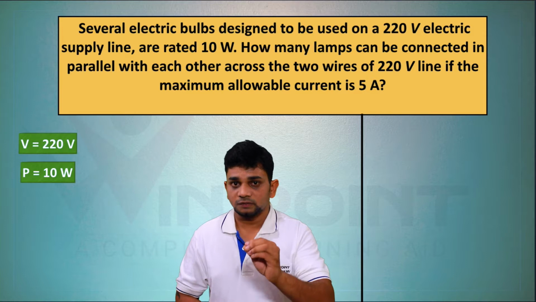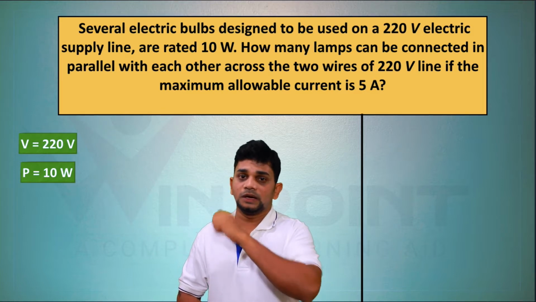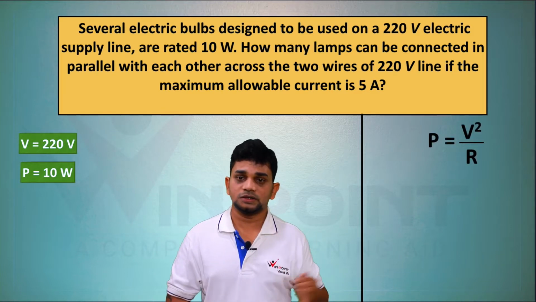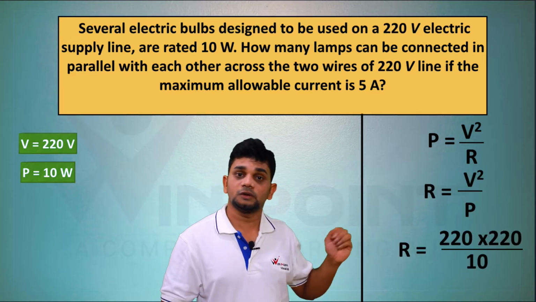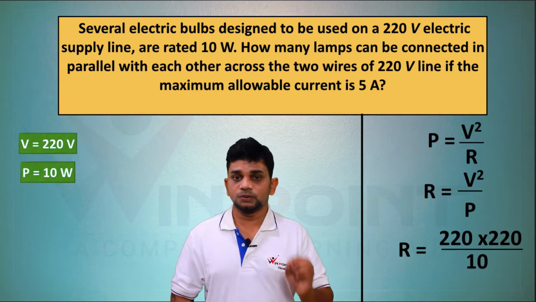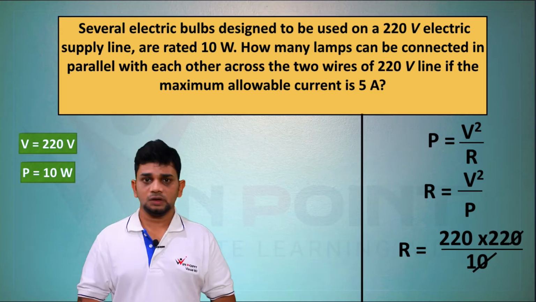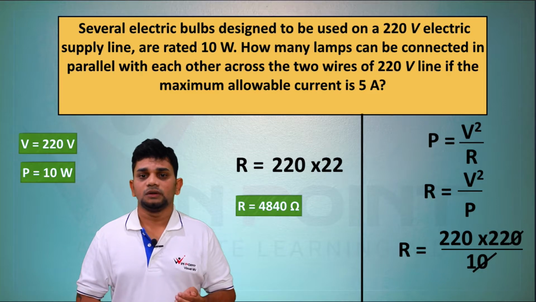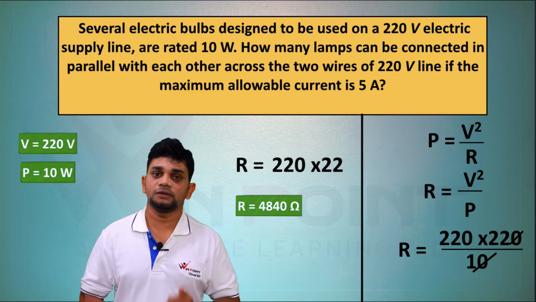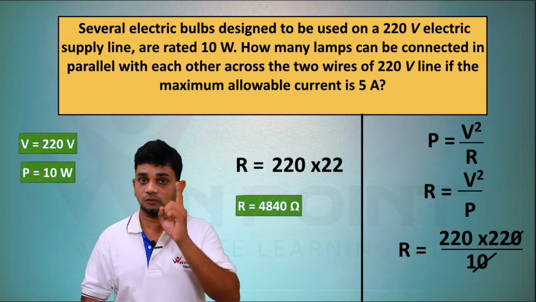P, V, R. There is an equation which is connecting these values. The equation is P is equal to V square by R. From that we can write R equal to V square by P. R will be equal to 220 into 220 all divided by 10. We can cancel the zeros. It will be 220 into 22, which is equal to 4840 ohm. That is the resistance of one bulb.